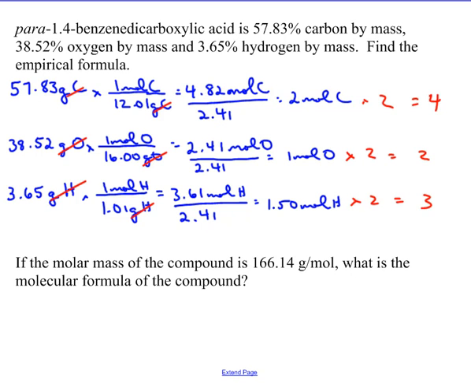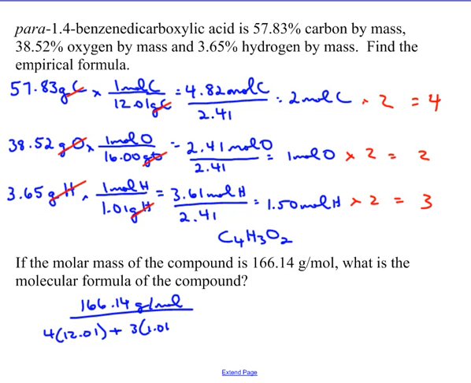So my empirical formula is going to be C4H3O2. That's the empirical formula. Now molecular formula, I take the molar mass, 166.14 grams per mole, and I'm going to divide it by the empirical formula mass. The empirical formula mass is 4 carbons plus 3 hydrogens, 1.01 from the periodic table, plus 2 oxygen, which is 16.00.